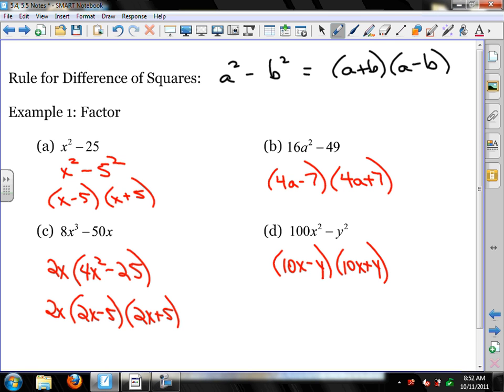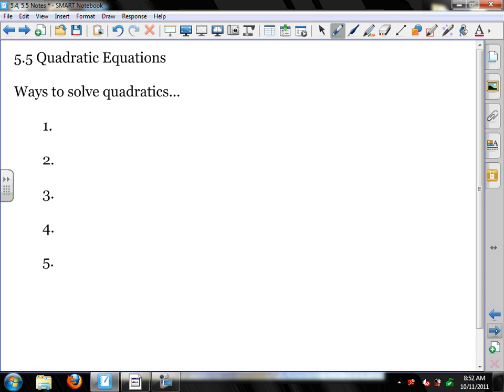Very good. Questions on difference of squares? Overall, hopefully, it should be easy enough. You guys did that now for one. Good. 5.5.